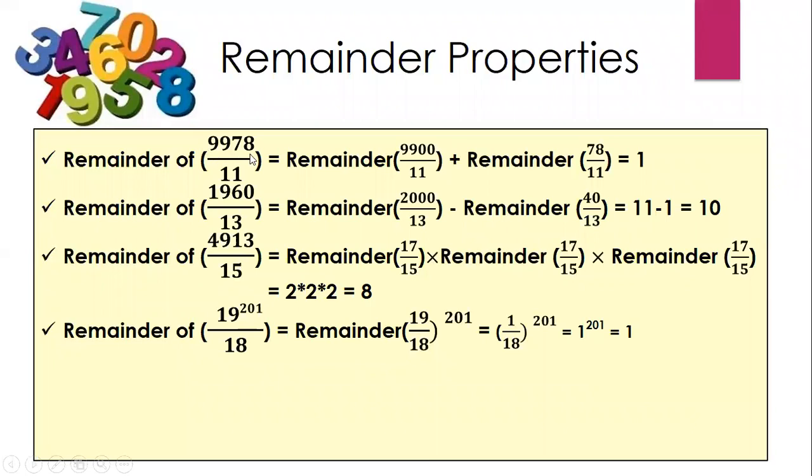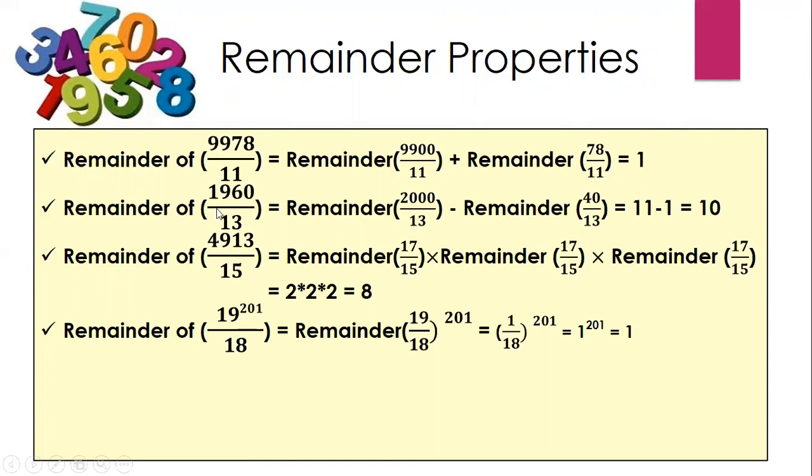Remainder of 9978 when divided by 11. So remainder of 9900 when divided by 11 plus remainder of 78 by 11. I can split 9978 as 9900 plus 78. So 9900 when divided by 11, the remainder is 0. 78 when divided by 11, the remainder is 1. So overall I can say my remainder is 1.